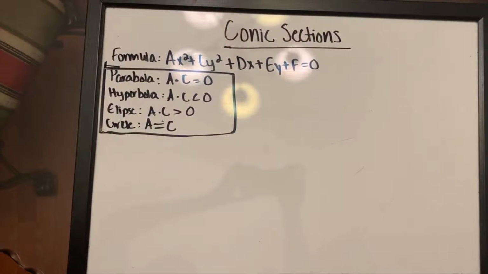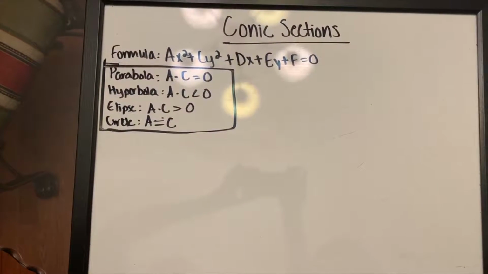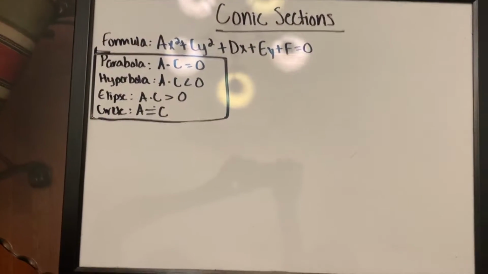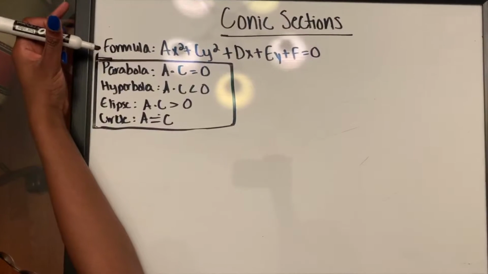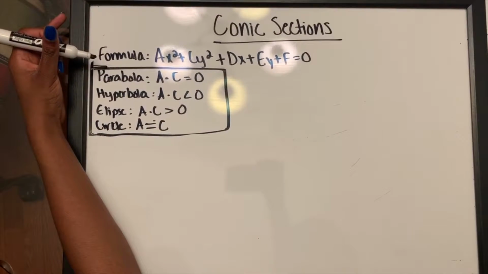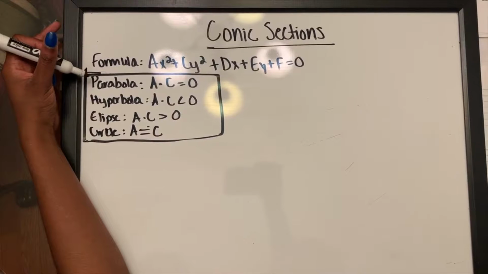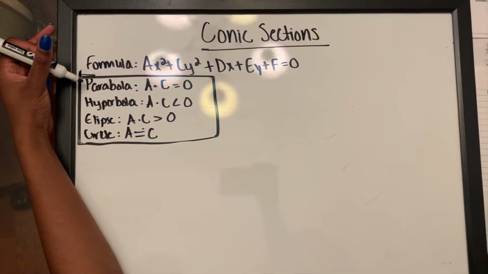So today we're going to be learning how to identify conic sections. For this, you would need a formula, which is ax squared plus cy squared plus dx plus ey plus f equals 0. So for this, you would need a set of rules to follow.